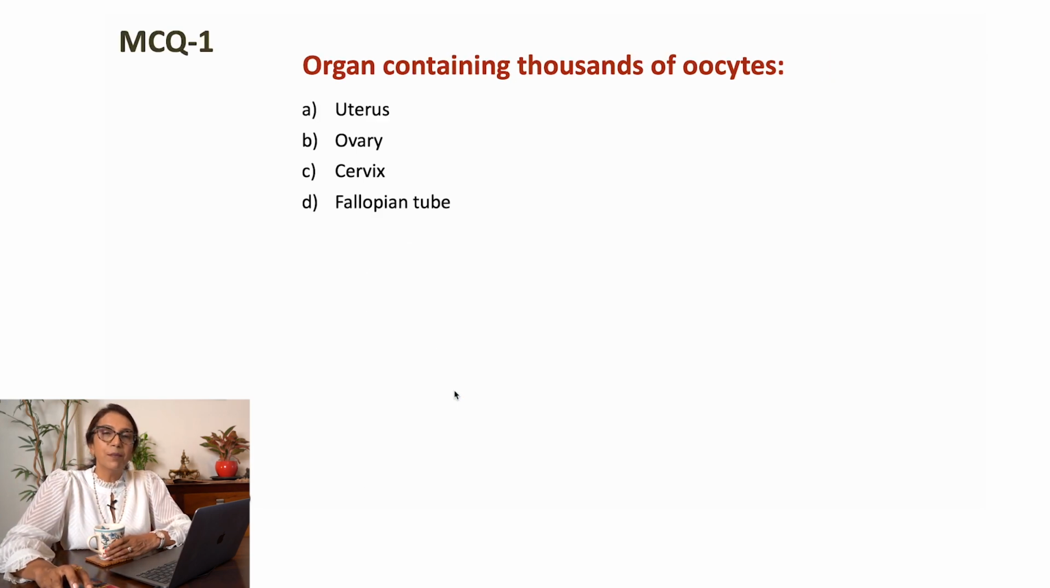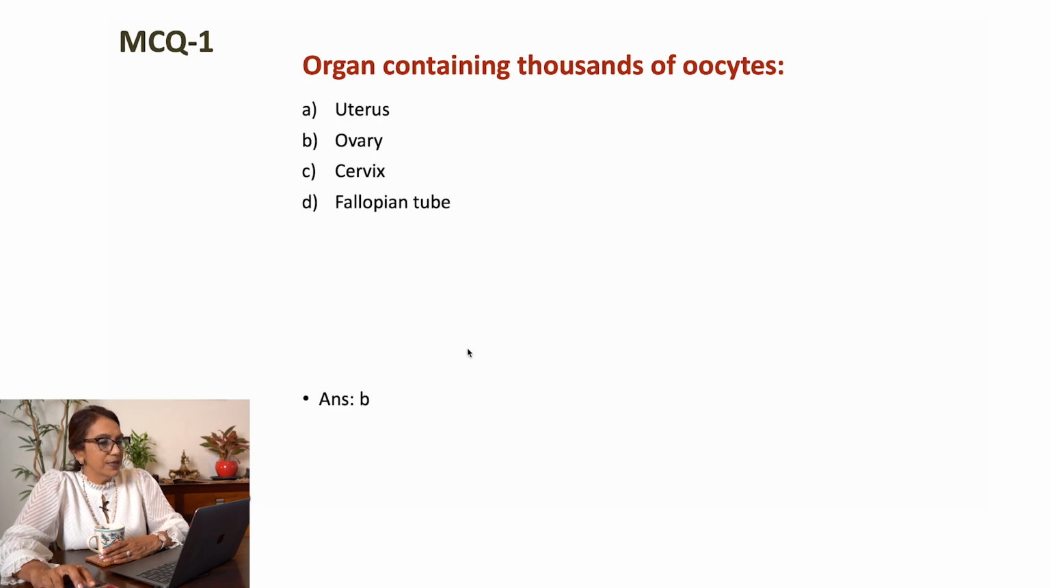Right, so let's jump into the game by asking ourselves a very simple MCQ. Organ containing thousands of oocytes. Stop, don't look at the options. This is very easy. Which organ contains thousands of oocytes? Obviously, the answer is ovary. Is that there in the option here? Uterus, ovary, cervix, fallopian tube? Yes. Ovary, B is the answer. Sometimes MCQs are luckily very easy.